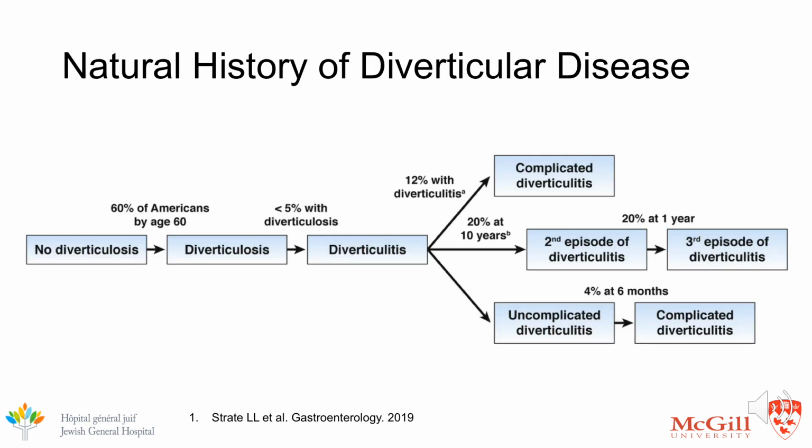Over the years, the natural history of diverticulitis has been fairly well described. We know that among those with diverticulosis, probably less than 5% go on to develop one or more episodes of diverticulitis, with the majority, 85% or so, being uncomplicated, defined as the absence of a free perforation, abscess, stricture, or fistula.